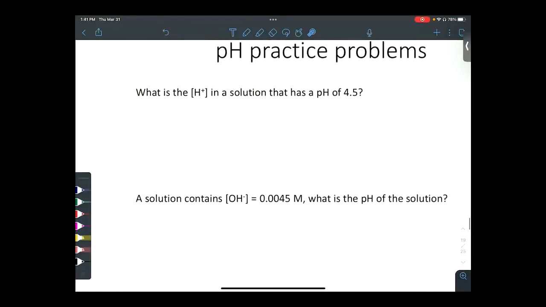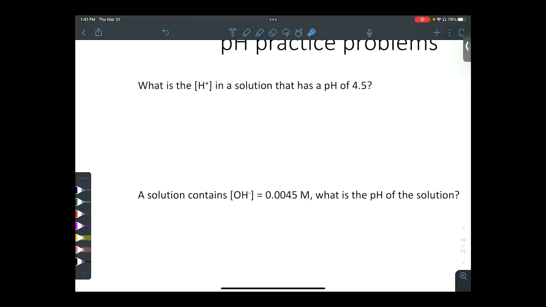So let's do a couple more pH problems. Keep those equations in mind: pH equals negative log of the H plus concentration. Then to undo pH, we find the H plus concentration. What is the H plus in a solution given a pH? To undo our pH calculation, H plus equals 10 to the negative pH. This equation is just the mathematical opposite of our pH equation.